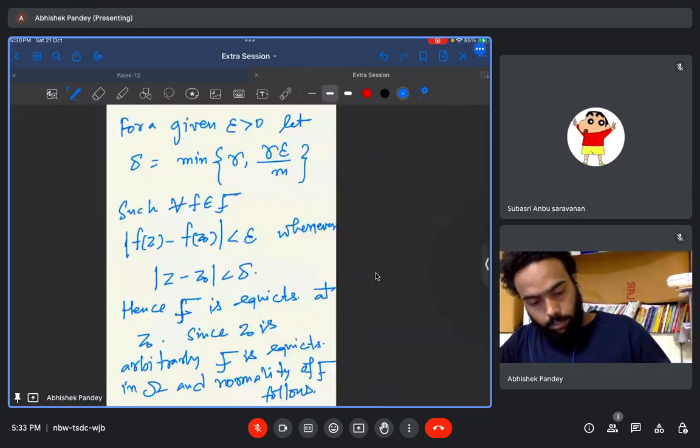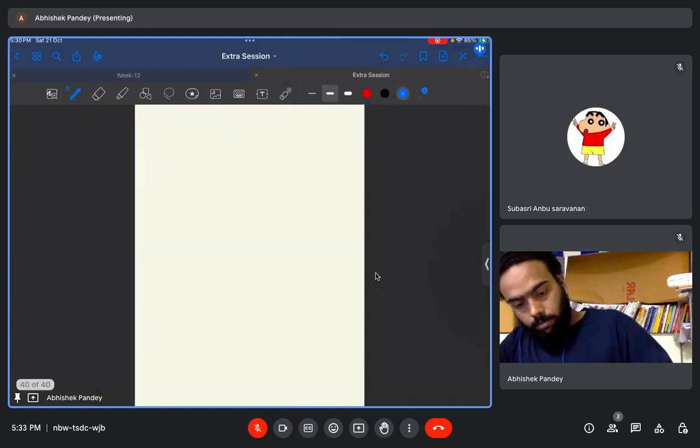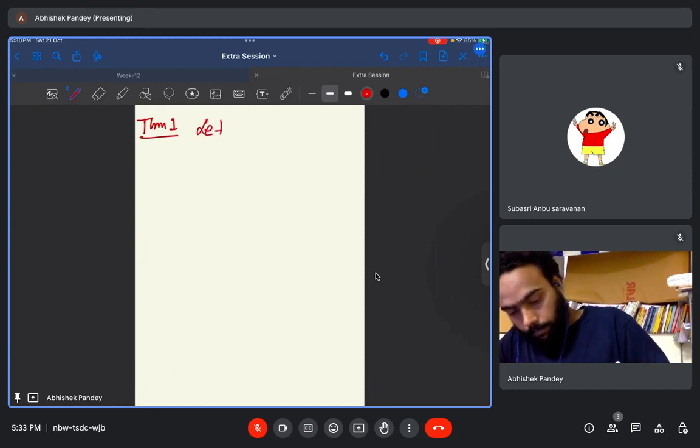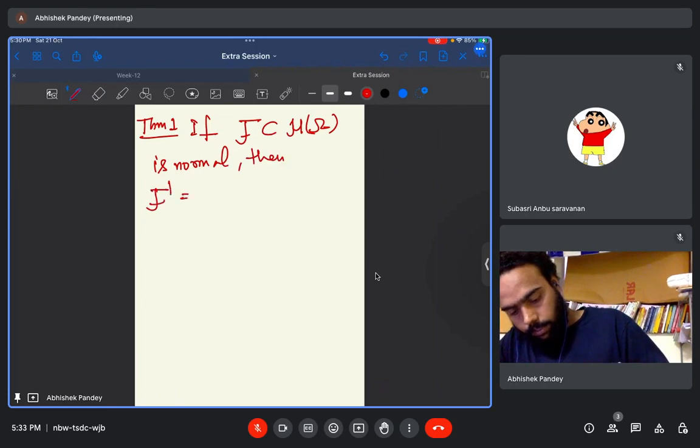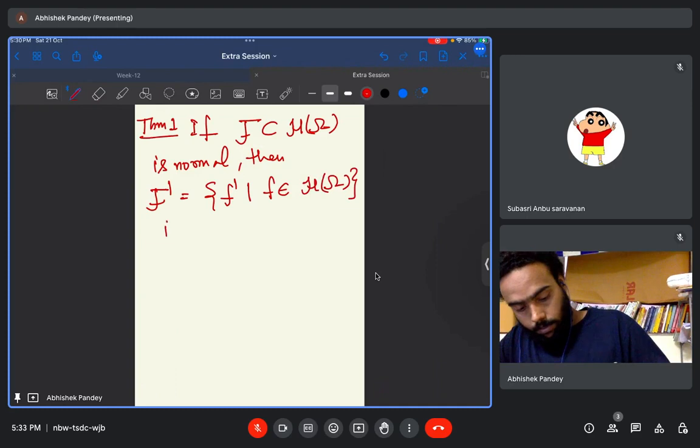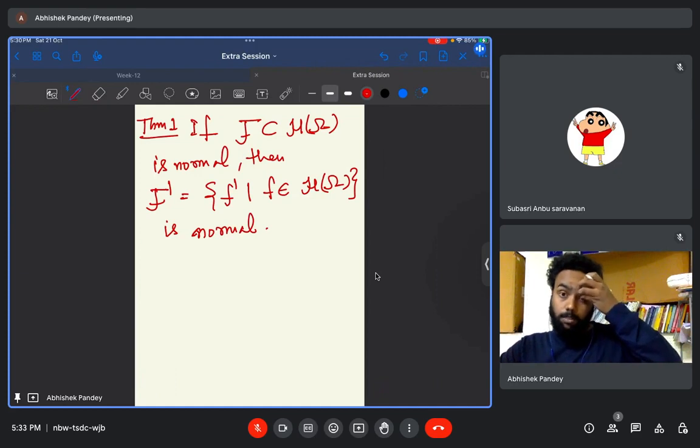So I will just add this as an exercise, or one can also consider this a theorem. Let F be a subset of H(omega). Okay, so if this is normal, then the family F dash, which is nothing but consider the derivatives f dash such that f belongs to F, is also normal. Okay, so this is the theorem and this is easy to prove.